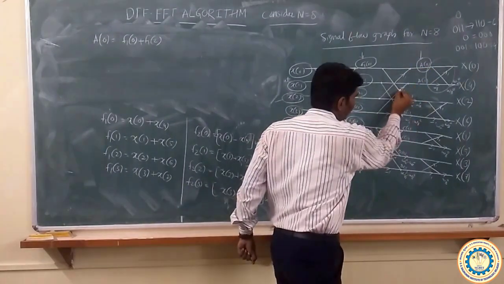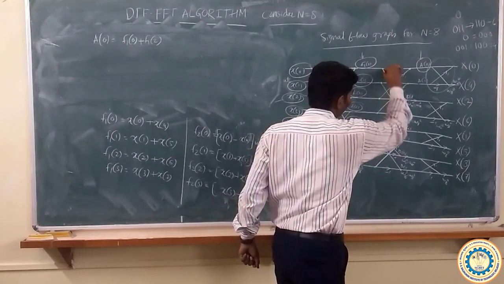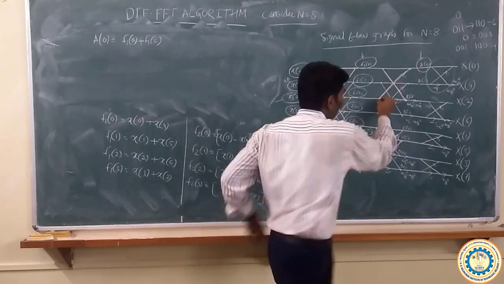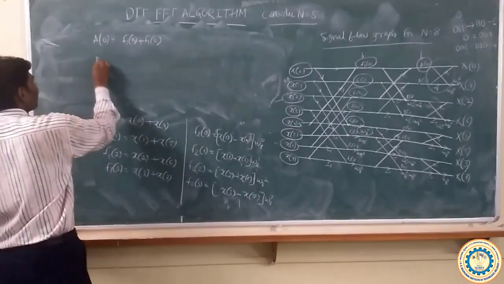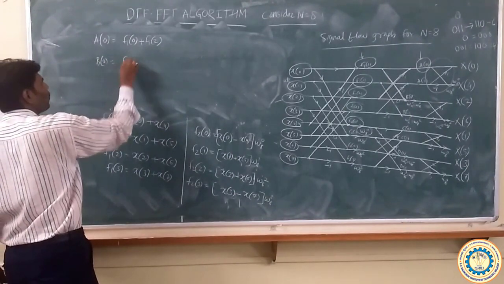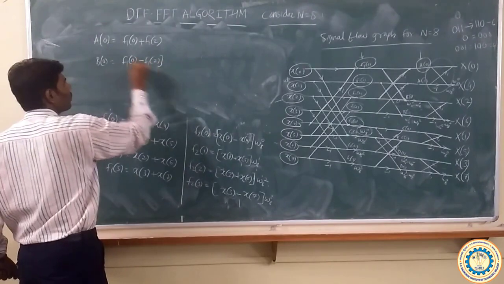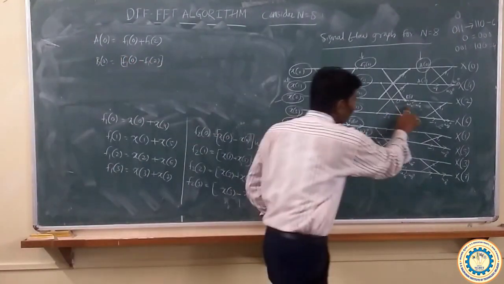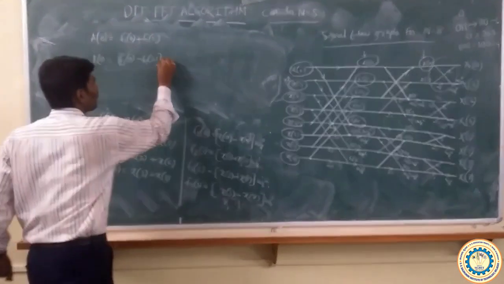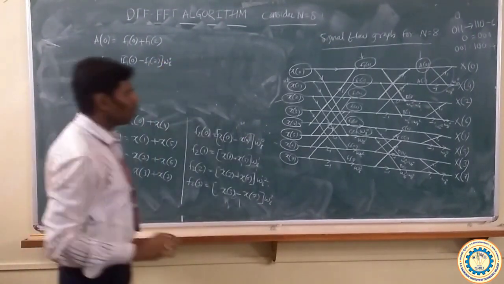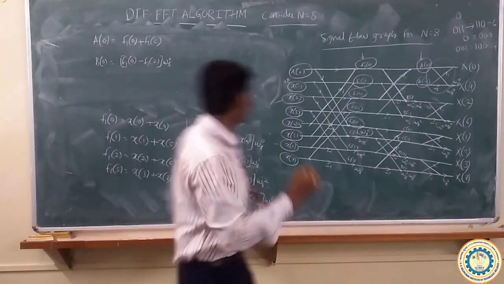Next, we'll consider b of 0 because this is the butterfly diagram for this. As we have written a of 0, now we'll write b of 0. So b of 0 will be equal to the same inputs f1 of 0, but minus f1 of 2, and it will be multiplied with w4 to the 0, which is nothing but w8 to the 0, the middle factor, that is w8 to the 0.